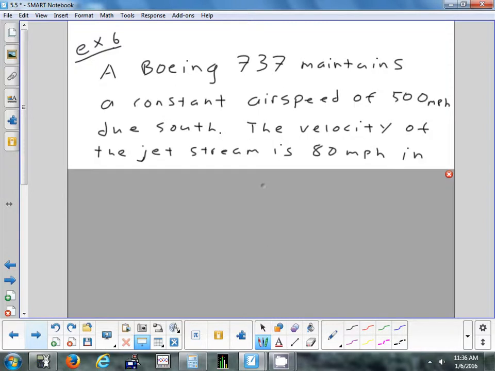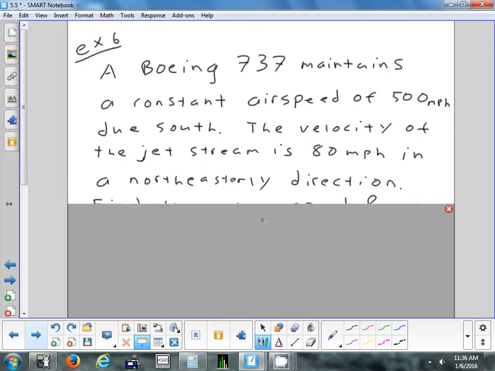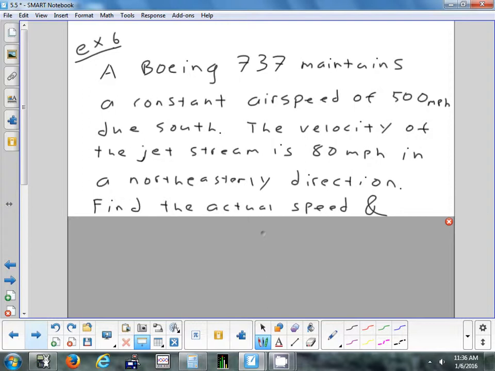So this plane is trying to fly 500 miles an hour directly south, but there's a wind blowing at 80 miles an hour northeast. I wouldn't give you a random direction. I would always say the wind is blowing northeast, northwest, southeast, or southwest, because it makes the angle easy to figure out.